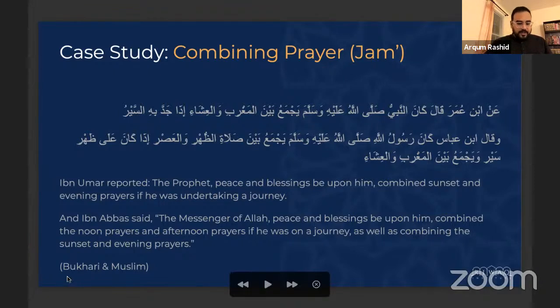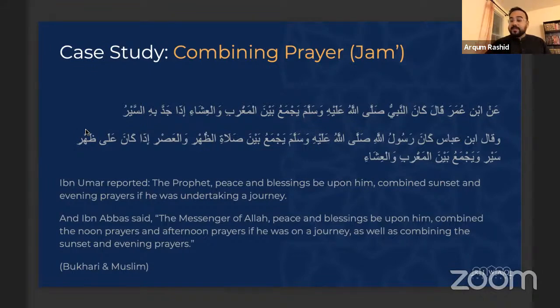So based off of this hadith, let's start engaging a little bit. Based off of this hadith, what do you think the ruling should be? This hadith is Khabr Ahad. There's a starting point. What do you think the ruling for combining prayer should be?